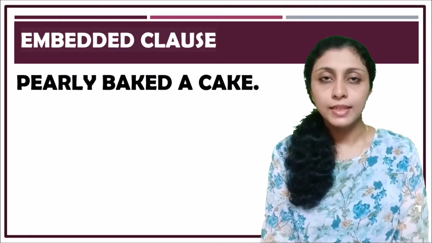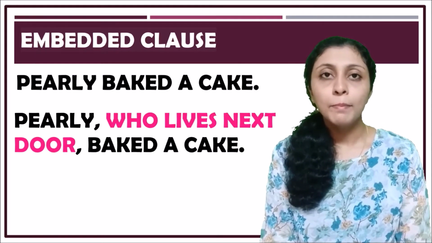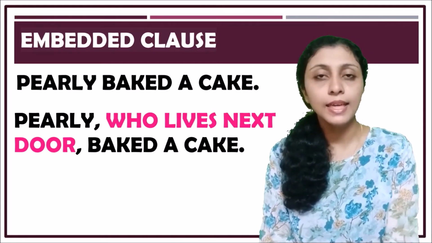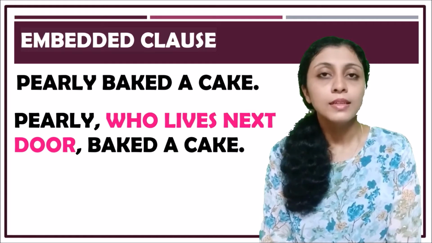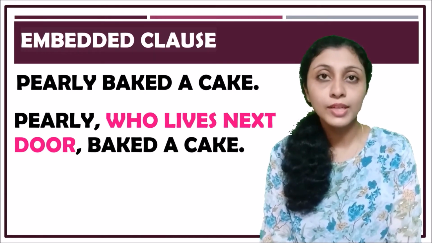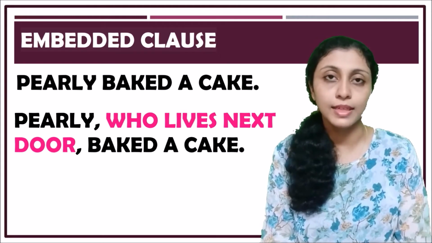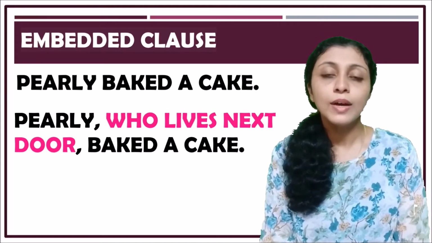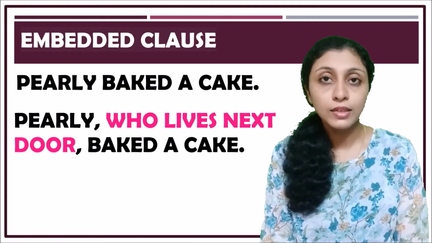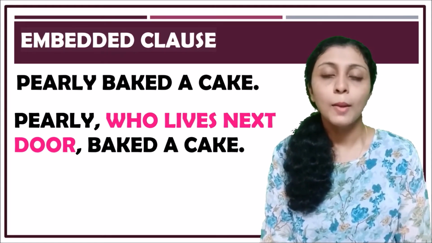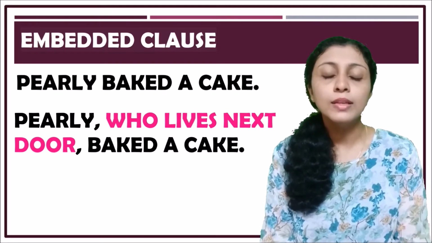Pearlie baked a cake. This is a clause. If I say, Pearlie, who lives next door, baked a cake, over here this sentence looks more interesting. It is giving us more detail and information about the person named Pearlie. So now I have inserted another clause in the main clause, which is Pearlie and then who lives next door.